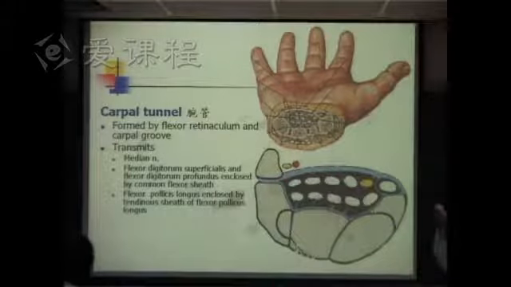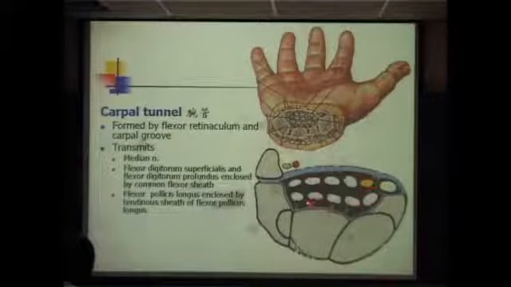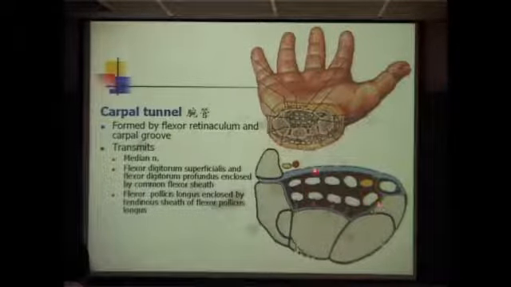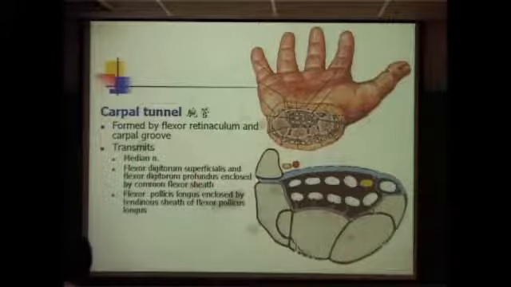When we cut the wrist transversely, you can see the tunnel like this. This is the flexor retinaculum. Under the retinaculum is a tunnel like this. And the structures within the tunnel are the flexor digitorum superficialis and flexor digitorum profundus. They are included in a common flexor sheath.